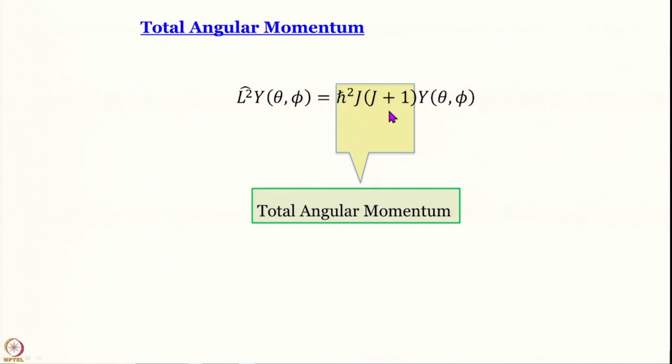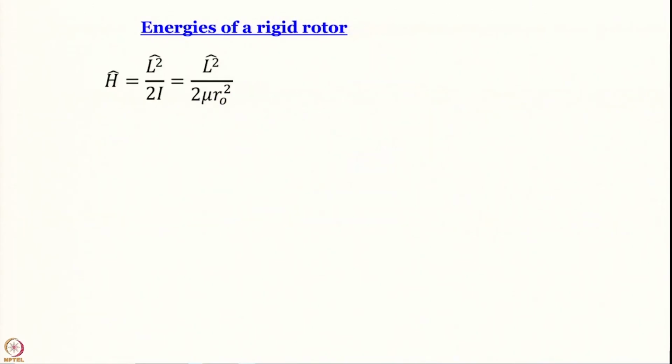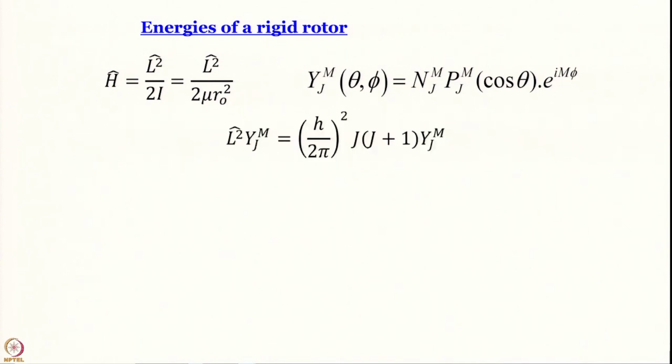How did we obtain the Hamiltonian? We obtained the Hamiltonian by dividing the square of the angular momentum operator by 2I. That 2I is essentially a constant for the molecule. So, I can very simply write that the Hamiltonian is L square by 2 mu r0 square. This is the wave function, and we know that this L square operates on the wave function to give us h cross square, which I have written explicitly as h by 2 pi whole square, multiplied by j into j plus 1. This is the Schrodinger equation.